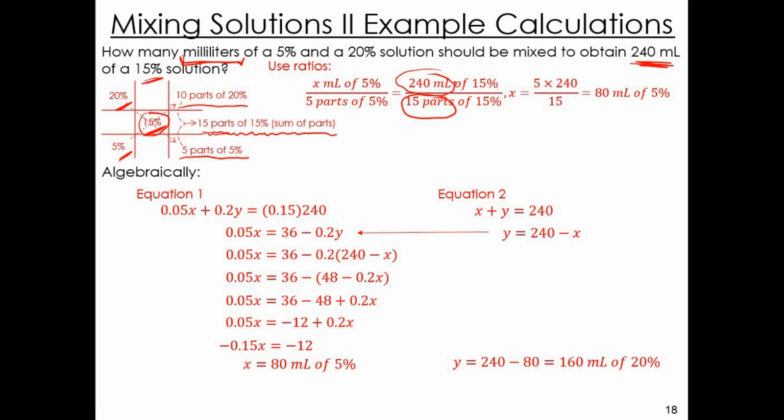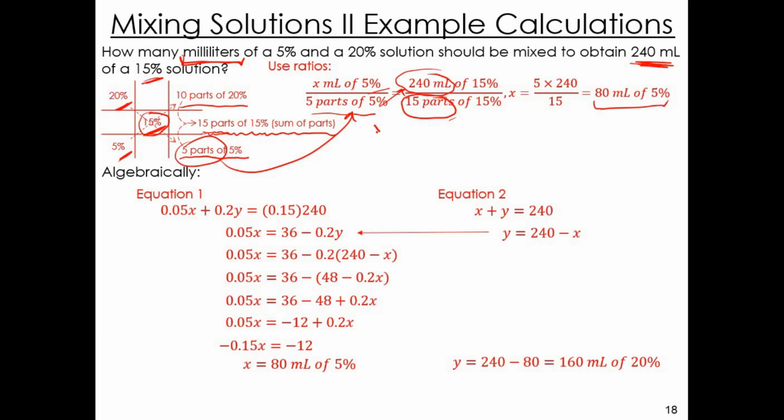So there's 240 mL of 15%, there's 15 parts of 15%, and let's start with the number of mL of 5% that we need. Set up the proportion: how many mL of 5% if there are 5 parts of 5%? Okay, so crisscross, and x is 80 mL. 80 mL of 5%.